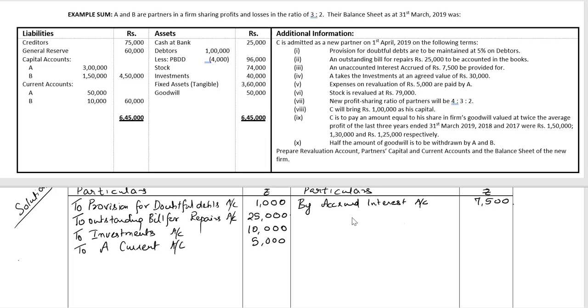Sixth point, stock is revalued at rupees 79,000. Book value of stock given in the balance sheet is 74,000 rupees. There's an increase in asset of 5,000 rupees. So by stock account 5,000 rupees.